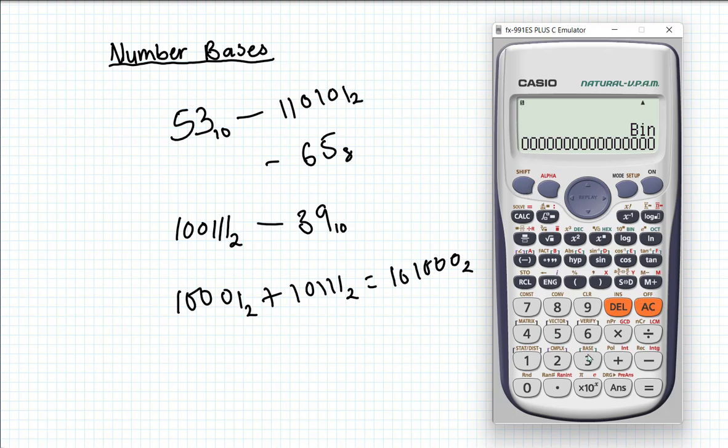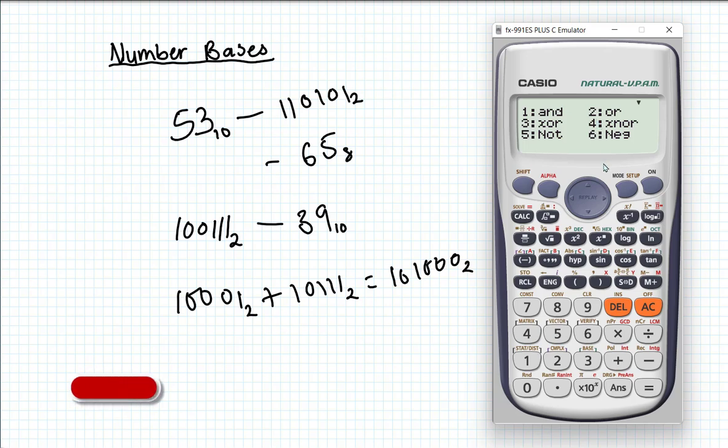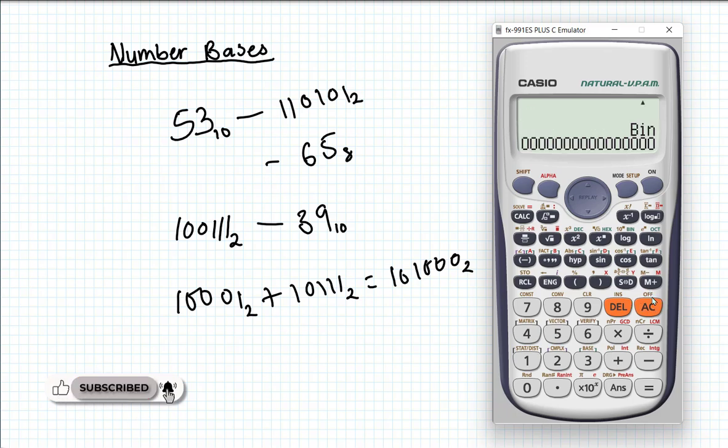So for the other options, the first page, the AND, XOR are also operations that are performed on binary numbers, and I'm not going to cover that in this tutorial. If you really want to know how to use these functions on number base, please let me know in the comment section below. So that'll be all for today's tutorial.